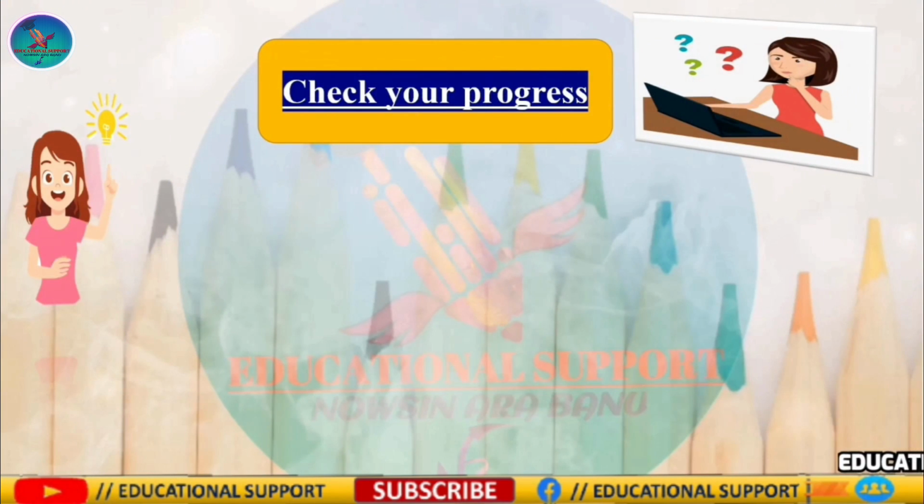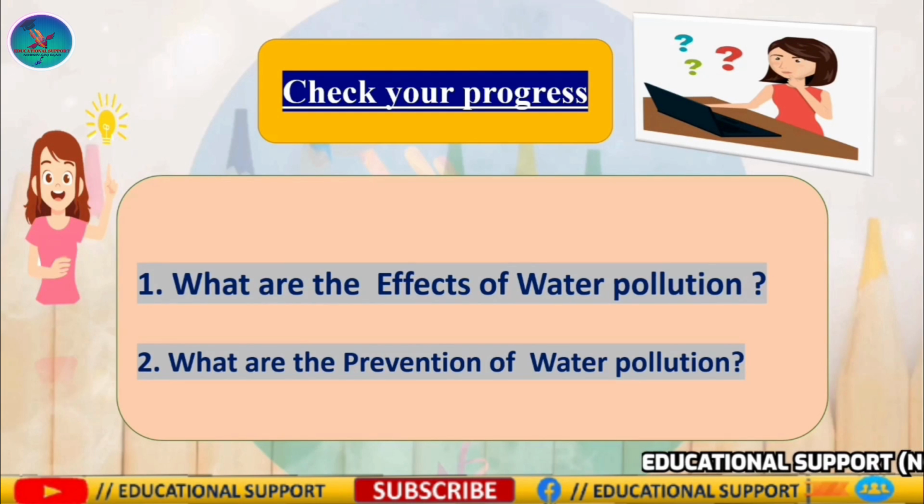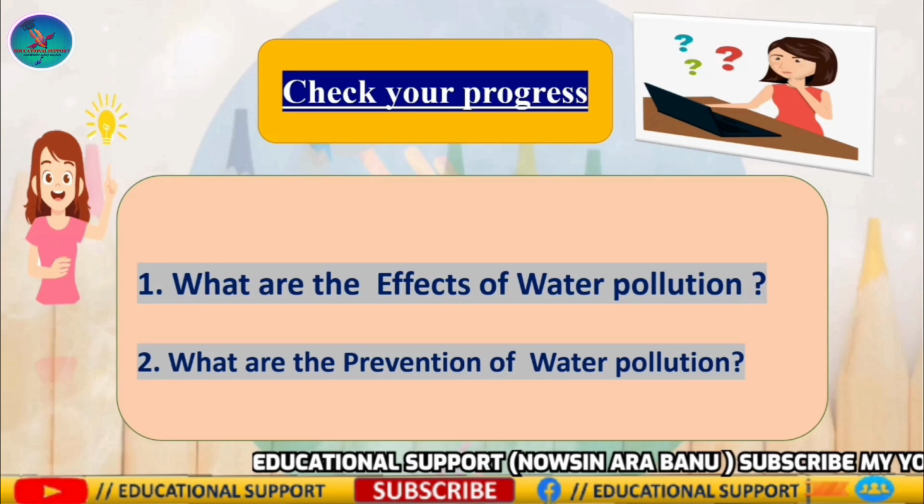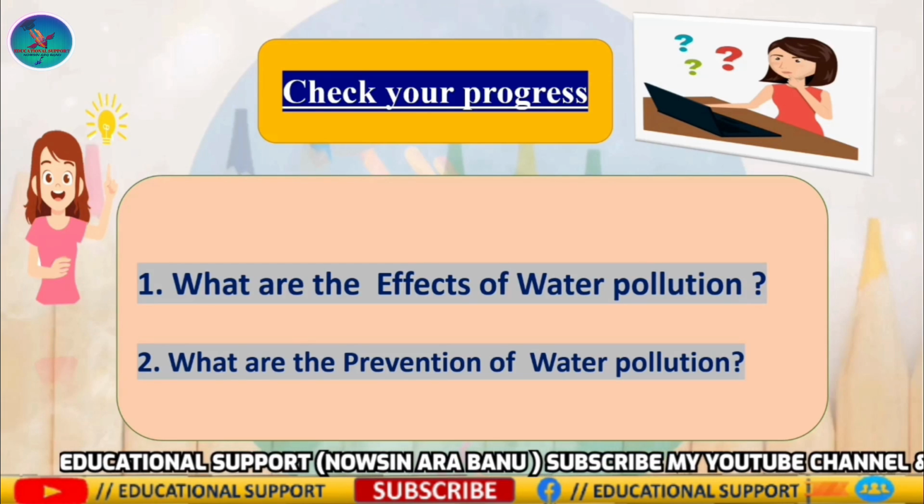So check your progress. Number 1 is what are the effects of water pollution? Number 2 is what is the prevention of water pollution?